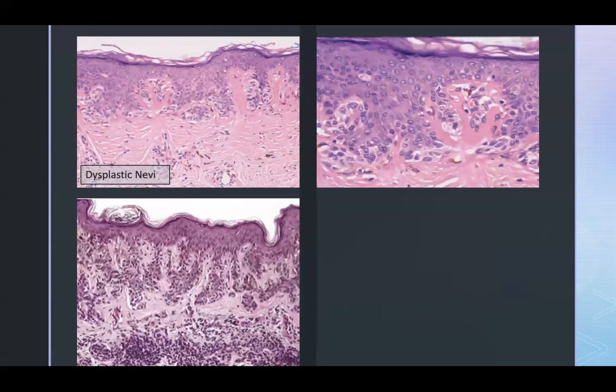Just some more examples of dysplastic nevi. You can see the concentric lamellar fibroplasia, some areas of bridging between the rete ridges. You can have an inflammatory response, which can also be considered as an architectural feature.